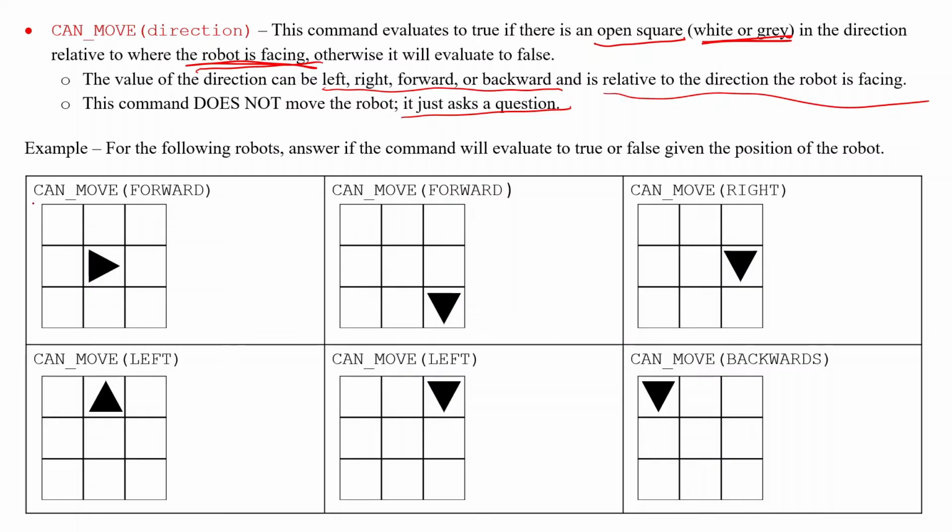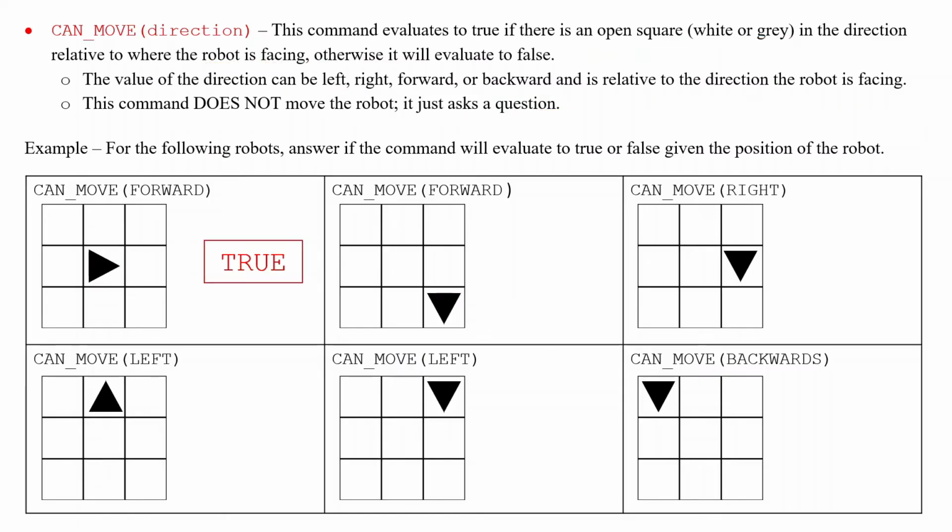So if I say can move forward, here is my robot. It is facing off to the right, and I want to know, can this robot move forward? Does this robot have the ability to move forward? And it does. It would evaluate to true. Doesn't move it, but just evaluates to true. Yes, it can move forward. If I look at this robot, here's the direction. Can it move forward? In this case, it can't. Robots can't move off the grid. So this would evaluate to false.